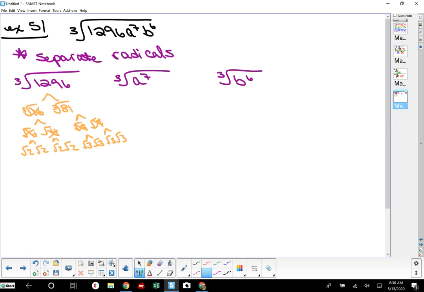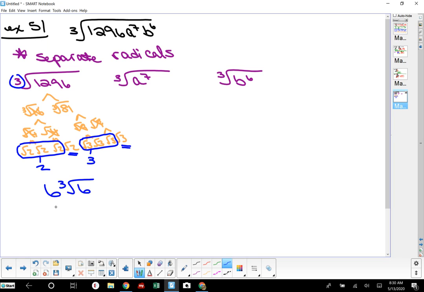Okay, so now I need 3 of them. So 1, 2, 3 2s. And then 1, 2, 3 3s. And then these will get multiplied and left underneath. So just for the number, I have 2 times 3 is 6. And the cube root of 2 times 3 is 6. Okay, so this is only a part of my answer. So we're going to combine all these parts at the end.